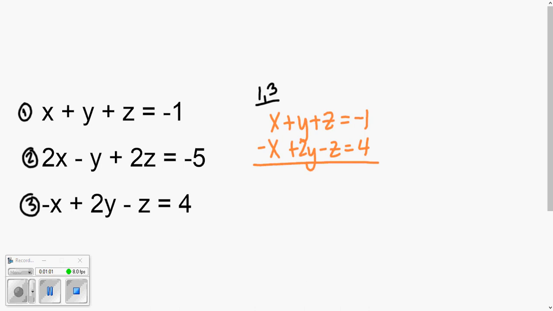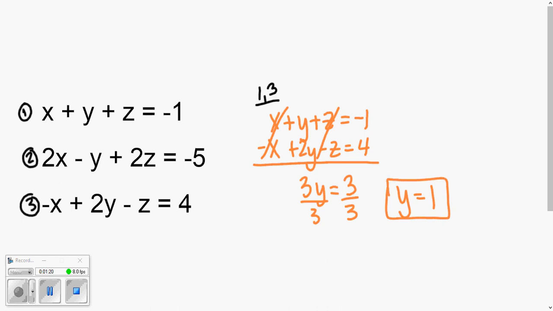So when I put both 1 and 3 together, the x's cancel, but so do the z's. I'm left with y plus y, or 2y, which is 3y, and a negative 1 and 4, which is 3. If I divide both sides by 3, I get y equals 1. So there's my first value. That was actually a way quicker solve than you'll see normally.